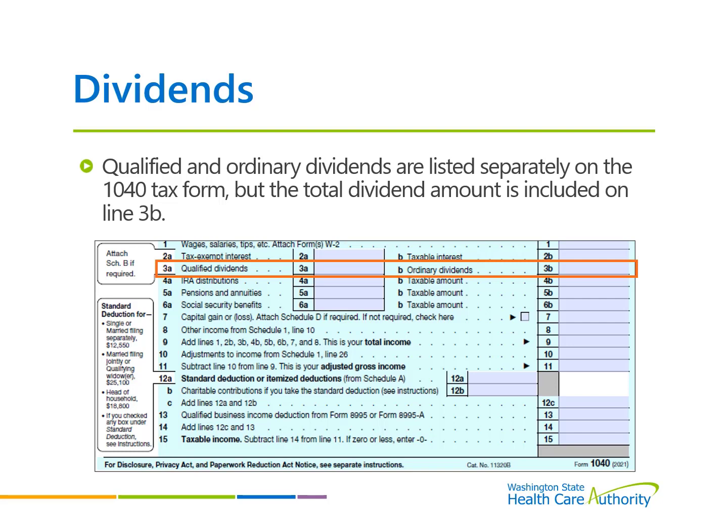Dividends. Qualified and ordinary dividends are listed separately on the IRS 1040 tax form, but the total dividend amount is included on line 3B.